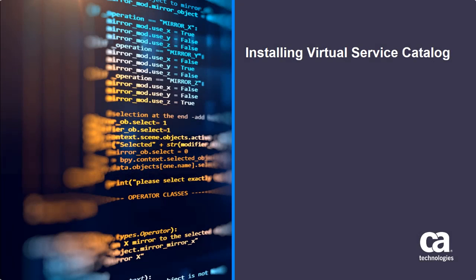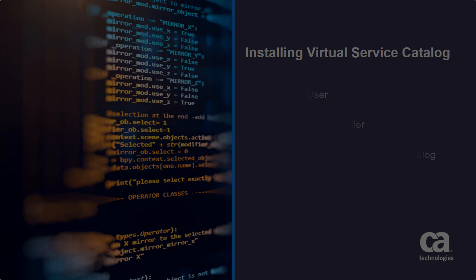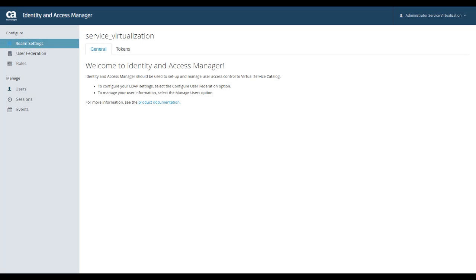So I am going to show you how to set up a user in Identity and Access Manager. Then we're going to download the installer, and then I'm going to install and run Virtual Service Catalog. So let's get started by opening Identity and Access Manager to create a user with access to Virtual Service Catalog. And you can do this after the install if you prefer, but you do have to do it before you can access and use Virtual Service Catalog.